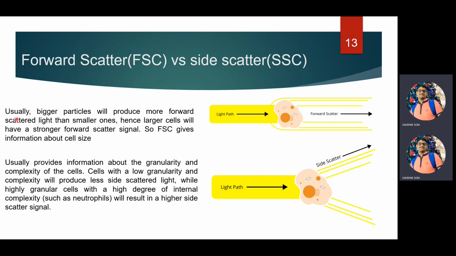Bigger particles produce more forward scatter light than smaller ones, and larger cells have a higher forward scatter signal. So forward scatter gives you information about the cell size, and side scatter usually provides information about the granularity and complexity of the cells. Cells with low granularity and complexity will produce less side scatter light, while highly granular cells with a high degree of internal complexity will result in a higher side scatter.